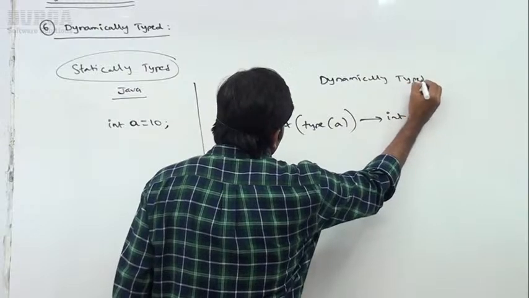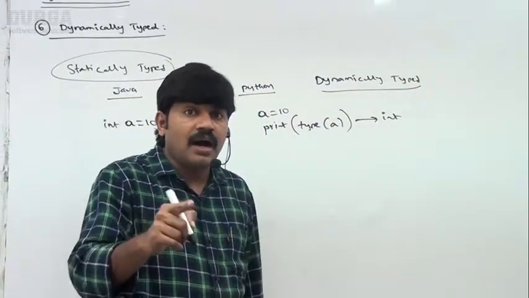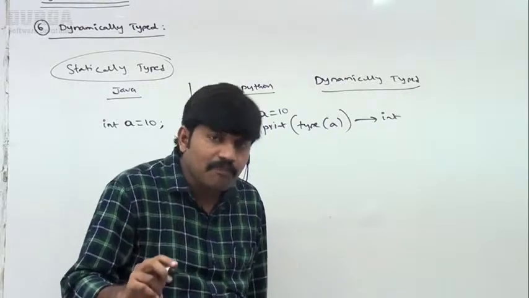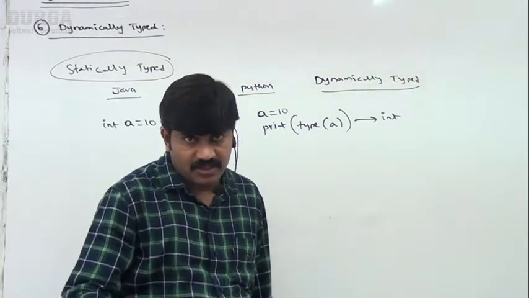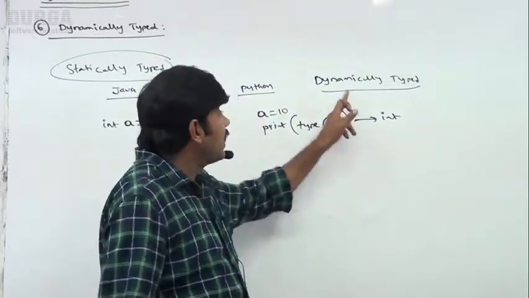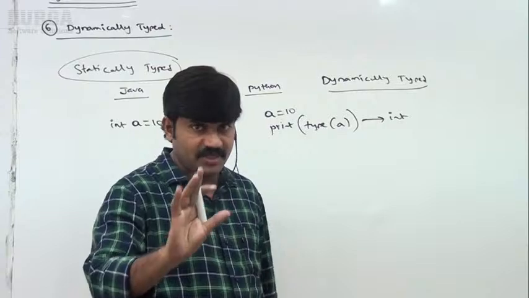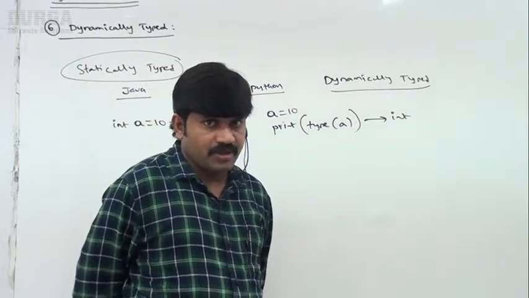C++ and Java are statically typed. Compulsorily we have to declare the type explicitly. Next, Python and JavaScript are dynamically typed programming languages. We are not required to declare the type explicitly. Is it clear? That is point number 1.